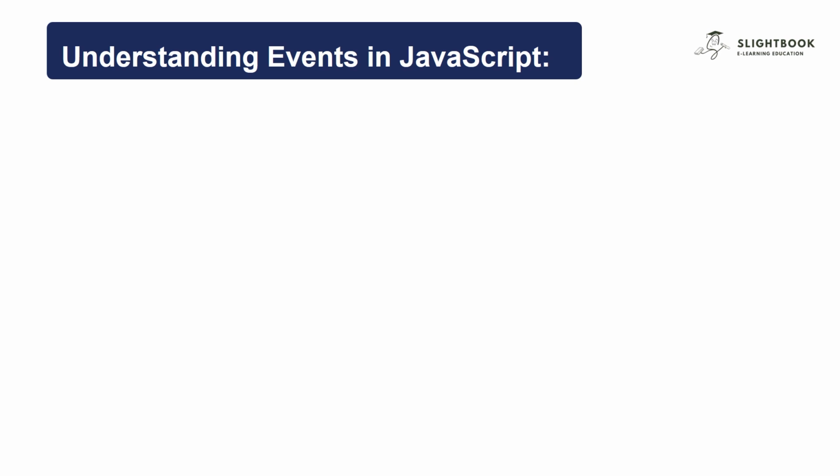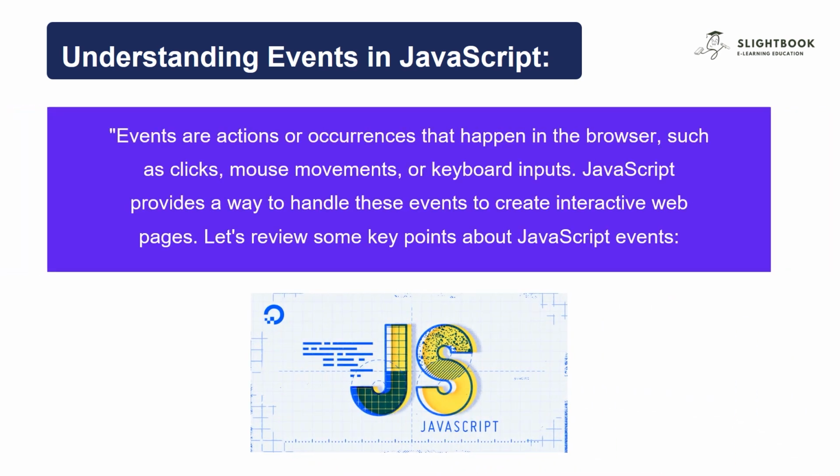Understanding events in JavaScript. Events are actions or occurrences that happen in the browser, such as clicks, mouse movements, or keyboard inputs. JavaScript provides a way to handle these events to create interactive web pages. Let's review some key points about JavaScript events.